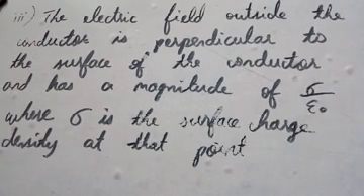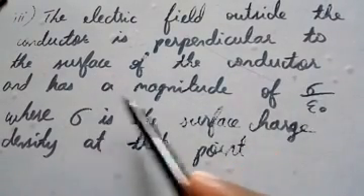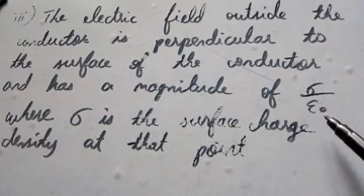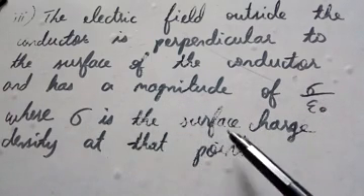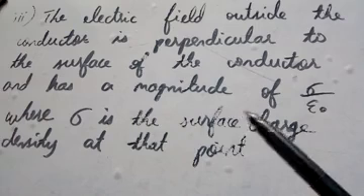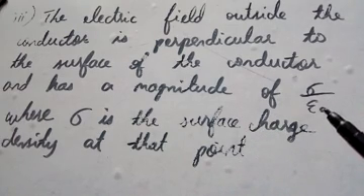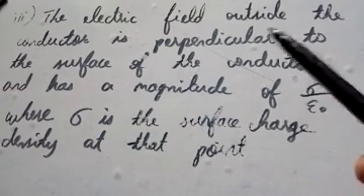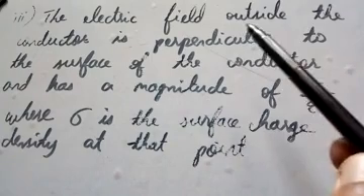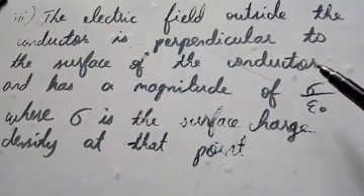So let's go to the third point now. The electric field outside the conductor is perpendicular to the surface of the conductor and has a magnitude of sigma by epsilon naught, where sigma is the surface charge density at that point. So first let's see line by line. The electric field outside the conductor is perpendicular to the surface of the conductor.